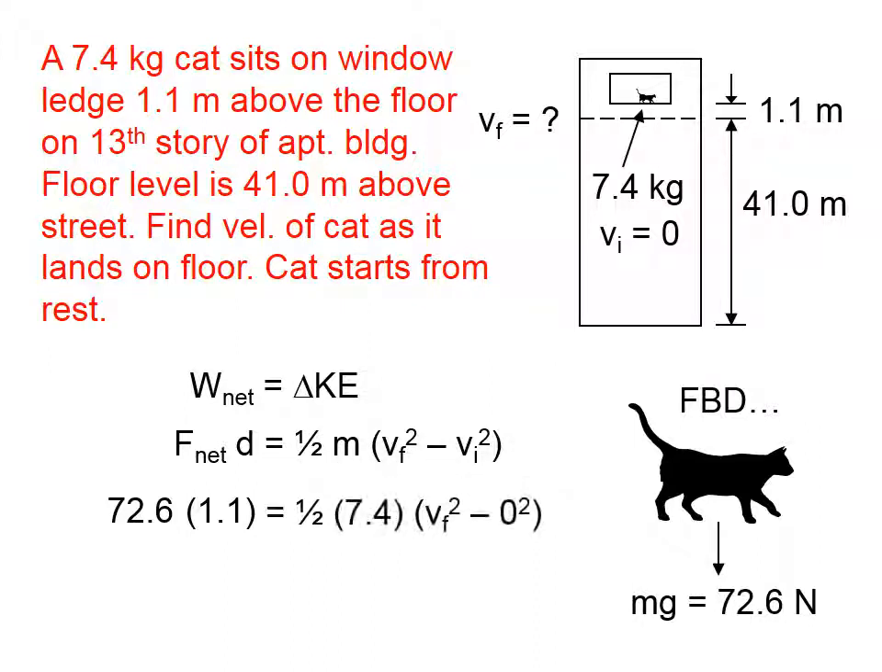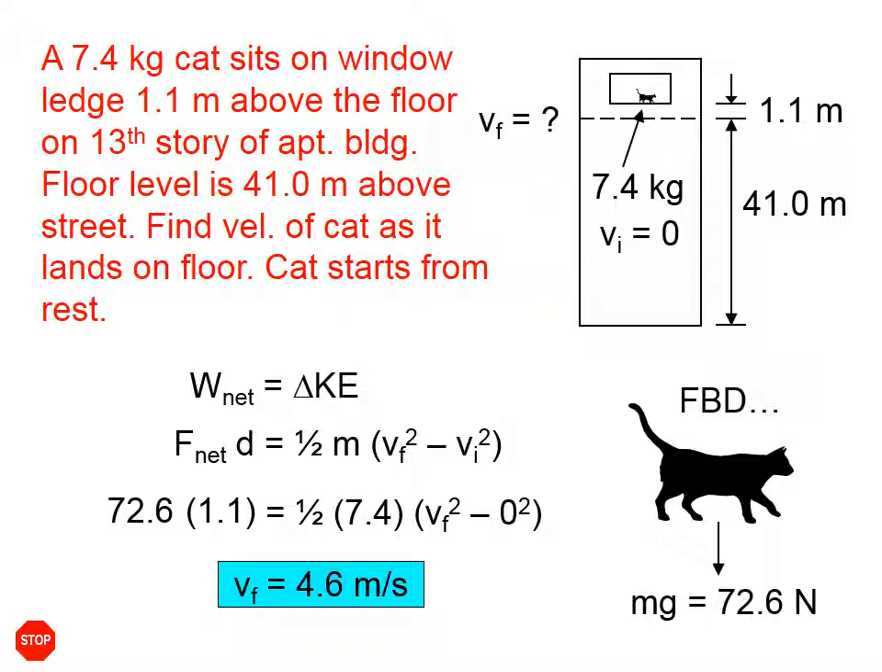We know the mass of the cat. The initial velocity of the cat is 0 meters per second, so that term essentially disappears. And if we solve that for the final speed of the cat, we get 4.6 meters per second, which is, again, exactly the same result that we got using the conservation of mechanical energy.